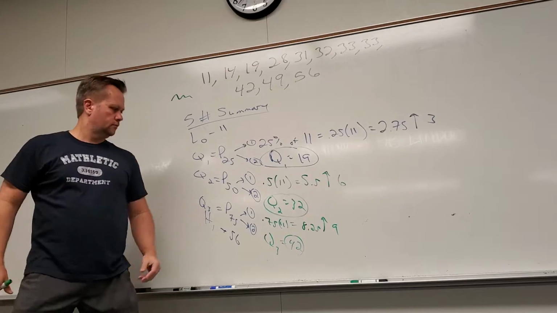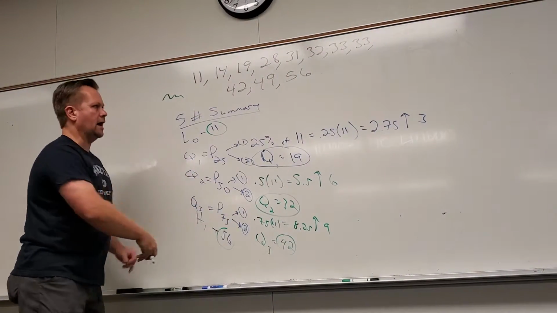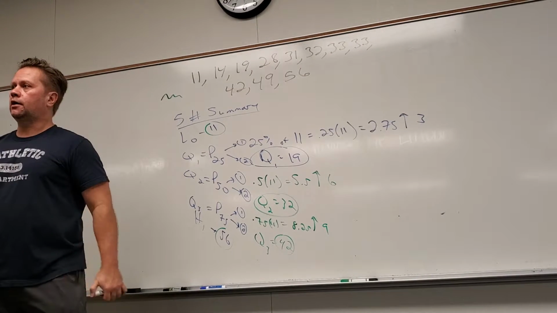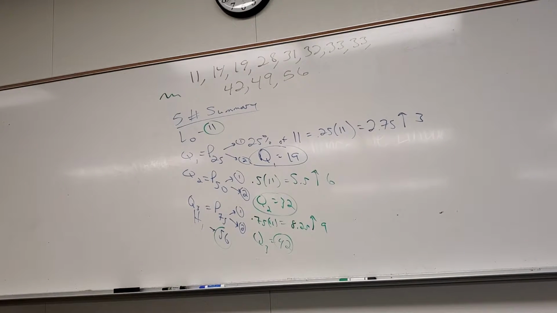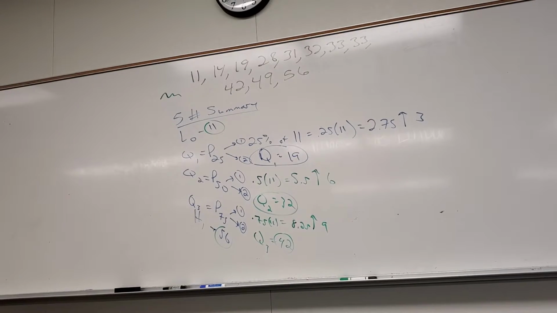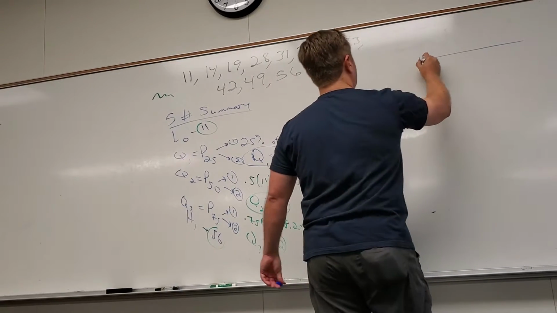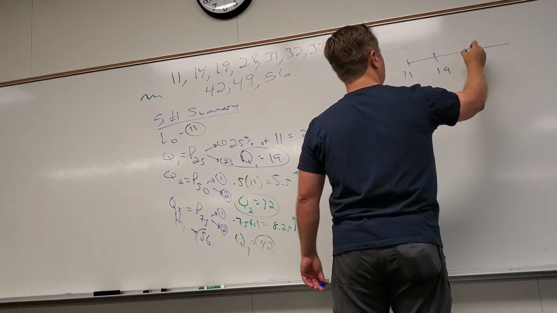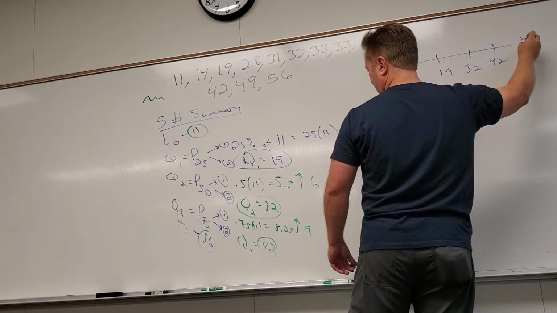It is the thing. Okay, so we got the low, the quarters, and the high. Now we can make our box plot. And this is almost too nice to believe. Something you guys have got to start to realize is scale is the most important thing in a graph. So what I always get is, don't do this. I always get somebody to do this. 11, 19, 32, 42, and 56.